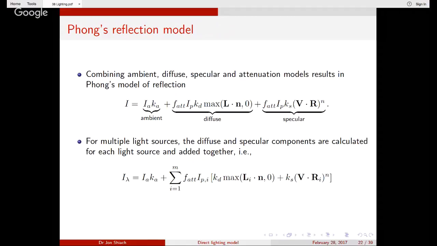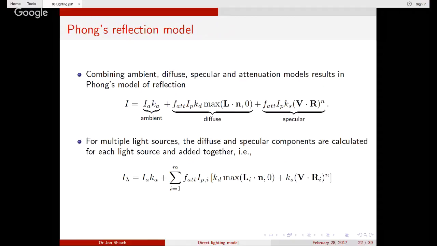Now this is for a single light source. So in your virtual world, if you've got one light source, that's what you'd use. If you've got multiple light sources, just looking around this room, you've got 1, 2, 3, 4, 5. You've got 15 lights in the ceiling. You've got light coming from the doors. You've got light coming from the projector. What you do is you calculate this for each light source.